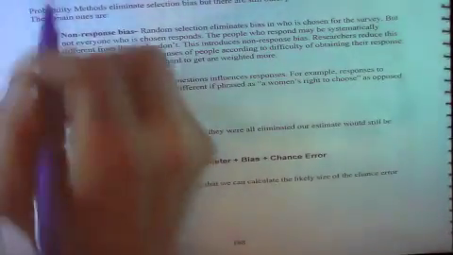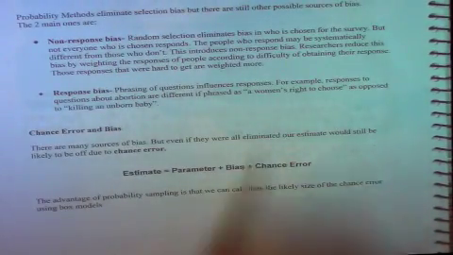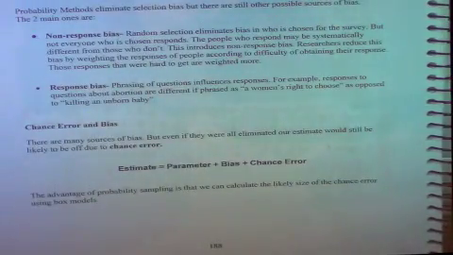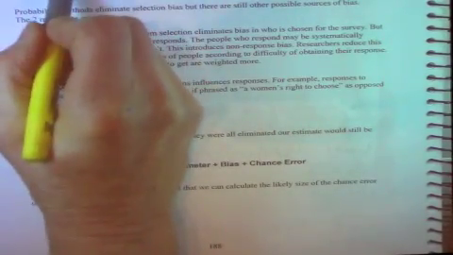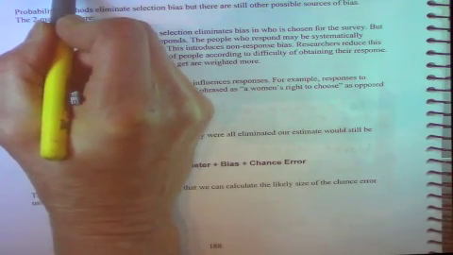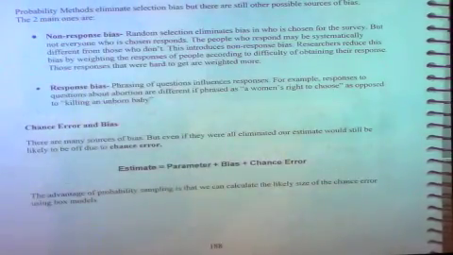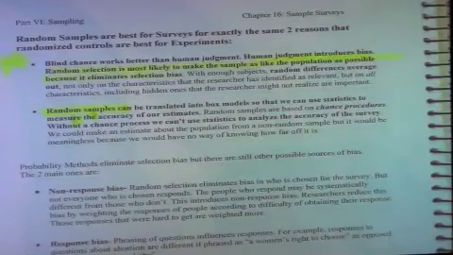So that's what I said here. Human judgment introduces bias, and random selection will eliminate that. So that's super important. But here's the second reason it's so important: when they're random samples, oh my goodness, this whole time, oh Lord help me.